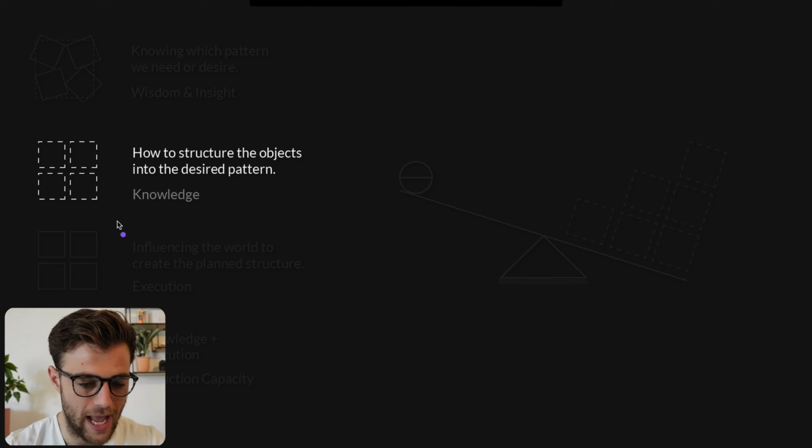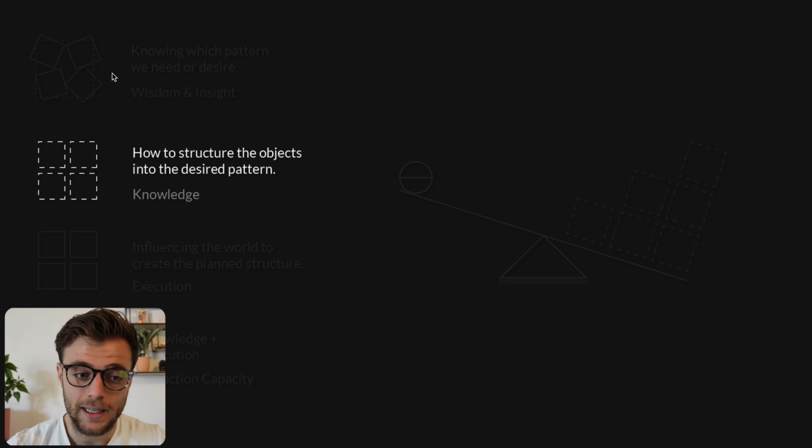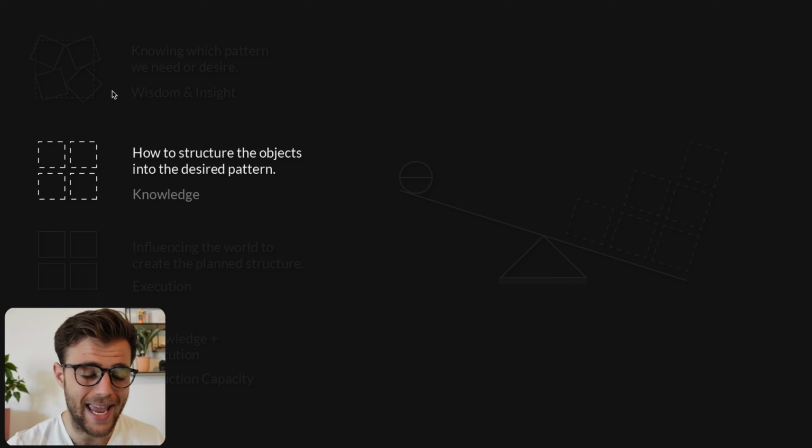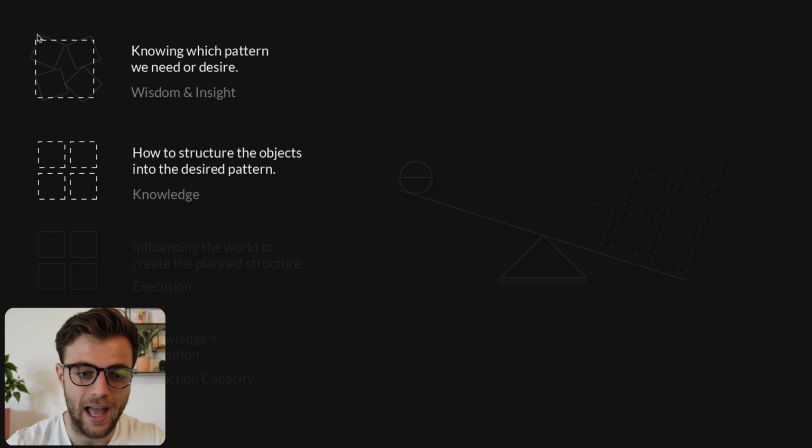We are currently at situation A. I want to go to situation B. How do I get there? A step before that is actually knowing what pattern do I want. If I'm at point A, what should point B be? And that is where we have wisdom, is knowing what pattern do I want? And then knowledge is knowing what do I actually need to do in order to get there.